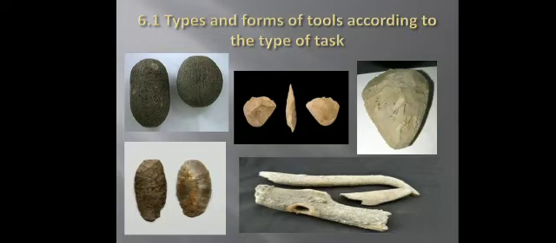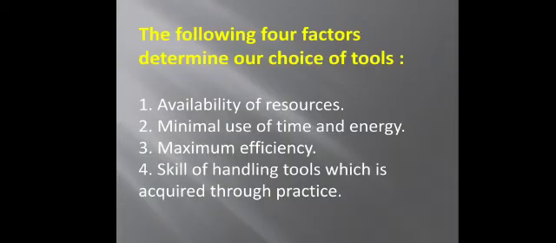So this shows that we need to choose the tool according to the demand of the task. From this example, what we come to know is that we need to choose the tool according to the task, how difficult the task is. And there are some factors which determine the choice of the tool. The first is availability of resources. So whatever we need, that should be available in our surrounding or might be at our home.